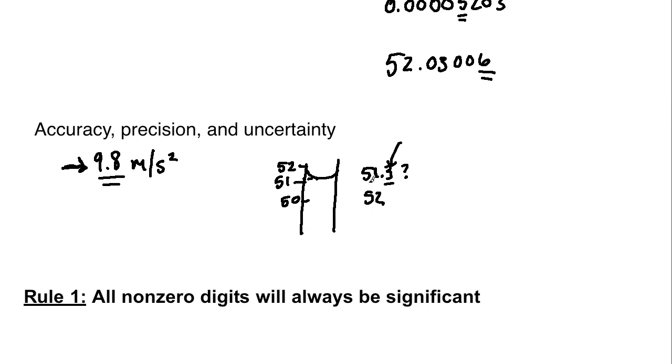Once we're done with that, we're also going to look at some cases where we have discrete counted objects and exact conversions, because those are special cases.